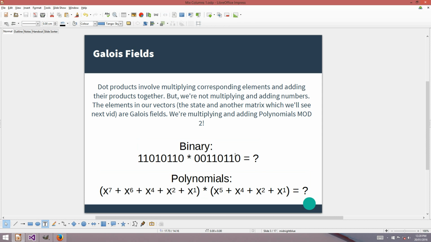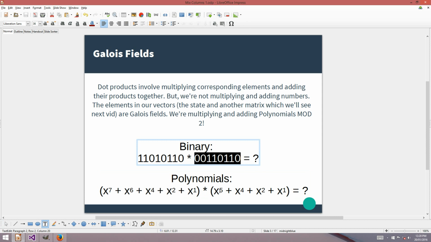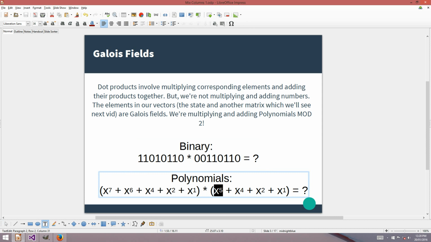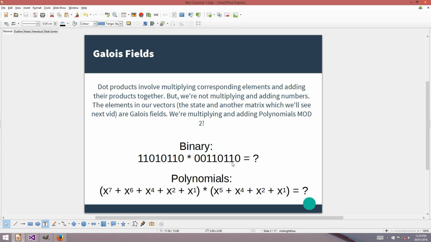So this bit sequence just here becomes this polynomial when we imagine it as a Galois field. Likewise, this second bit sequence over here becomes x to the power of 5 plus x to the power of 4 plus x to the 2 plus x to the 1. Nice and easy, so just a little recap there on what a Galois field is. It's just a reimagining of a bit sequence as a polynomial.